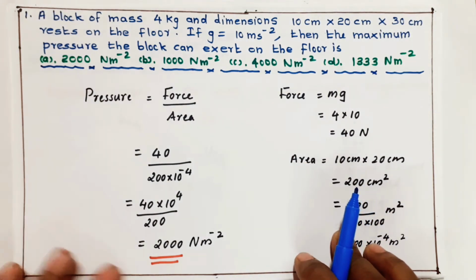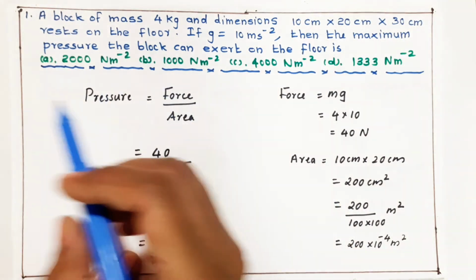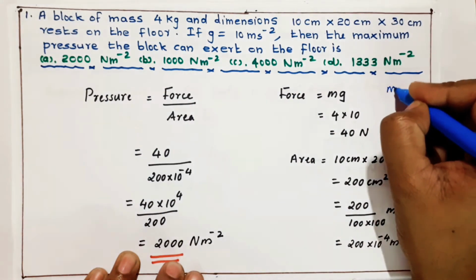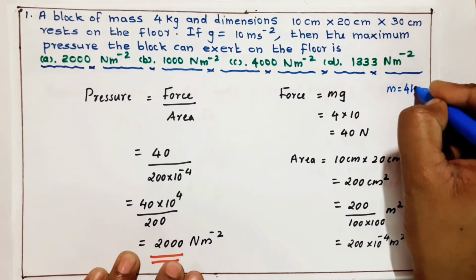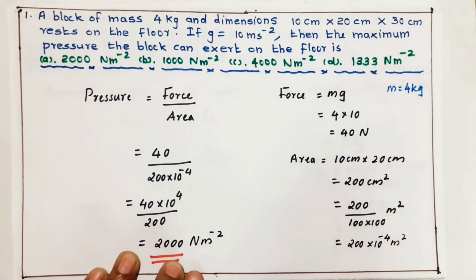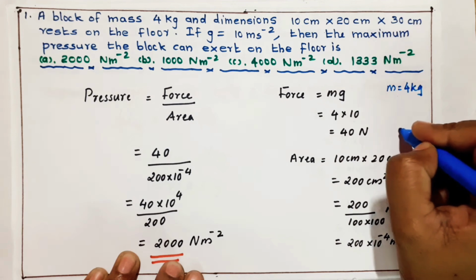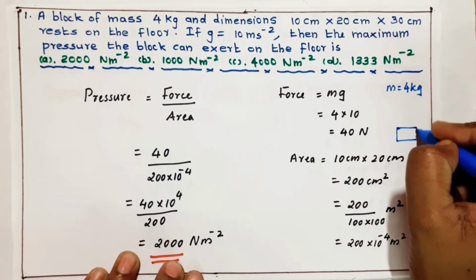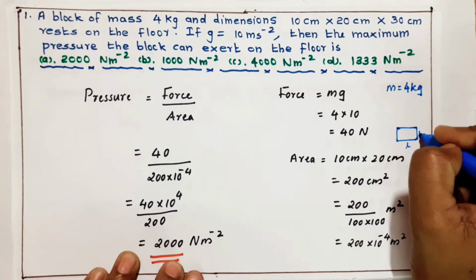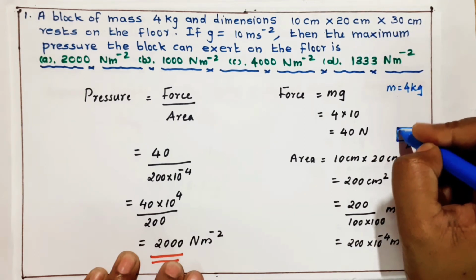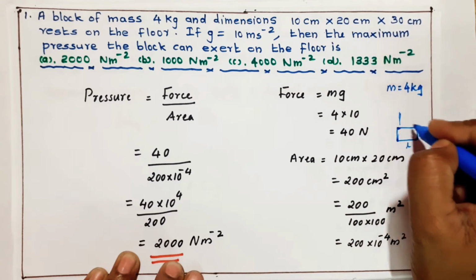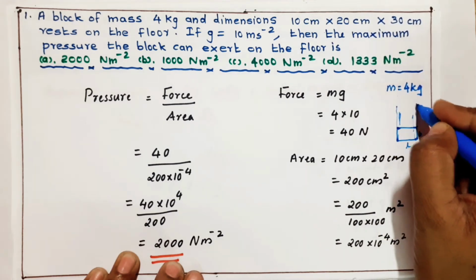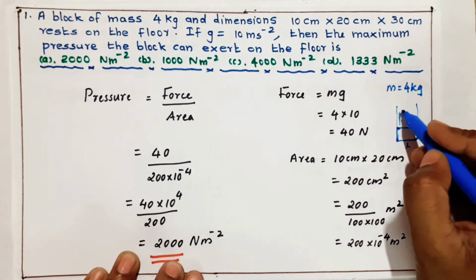So see here, there is a block of mass 4 kg. They gave it in the question, the mass of the block is 4 kg. Now this is a block, in the sense the block has length and breadth. The other one they have given is nothing but the height of the block, right?